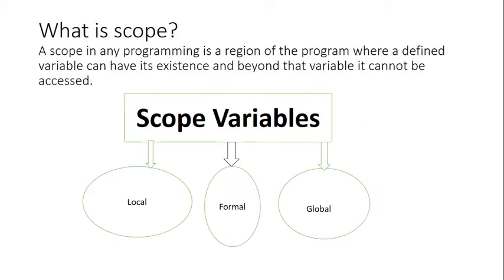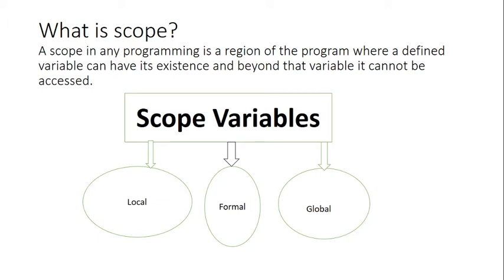In this video, we'll understand what a scope variable is in the C language. First of all, we'll see scope when it comes to variable declaration. A scope in any program is a region of the program where a defined variable can have its own existence, and beyond that, the variable cannot be accessed.